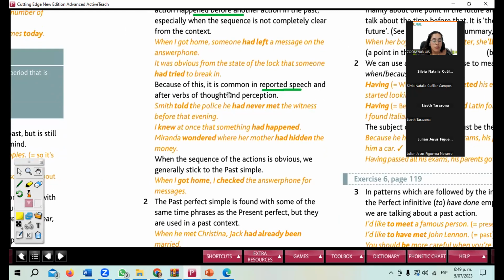Remember, this is the past of the past, but when we have actions in sequence, cuando tenemos una secuencia de acciones, usamos el pasado simple y no este pasado perfecto. Okay? For example, I got home, I checked the answer phone for messages, la máquina de mensajes del teléfono. So this is a clear sequence of actions. In this case, we don't use past perfect, we use past simple, okay? For a sequence of events.